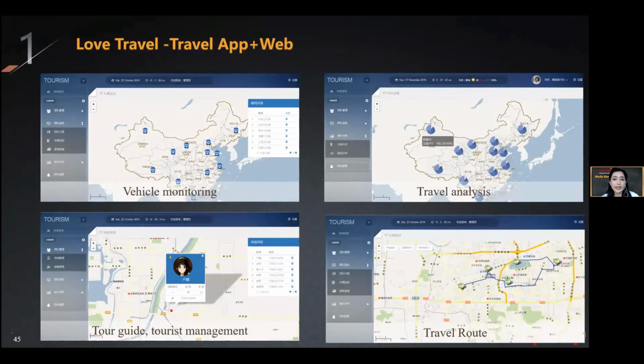And this is the page of the agents of the tour, and it has the vehicle monitoring, and it also can analyze the travel data. And this is the tour guide page. It can manage the tour guide and the tourist, and it also can monitor the travel route.